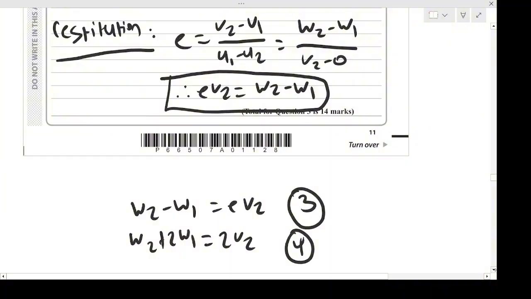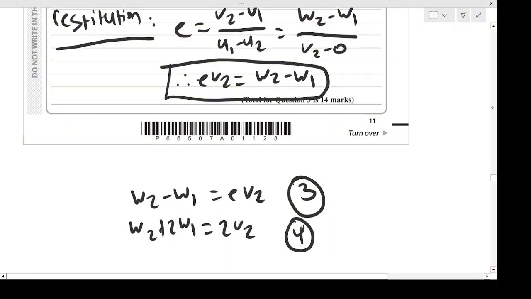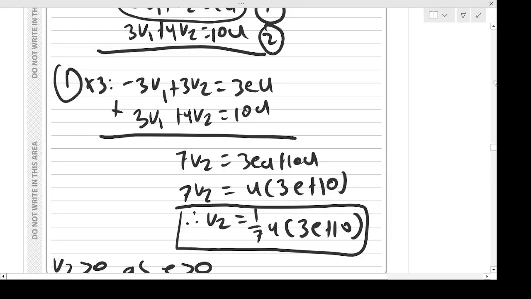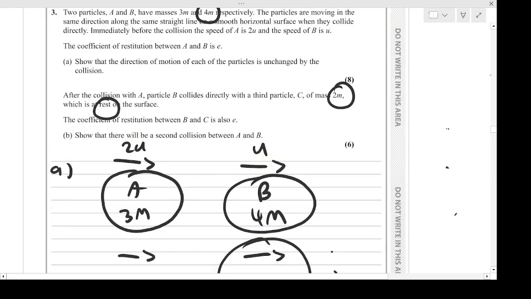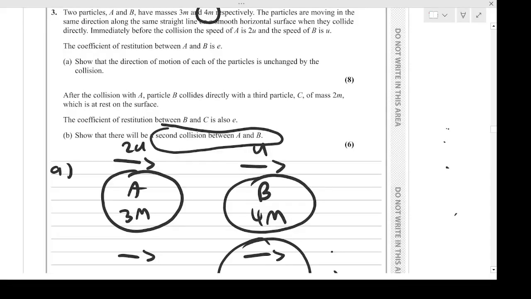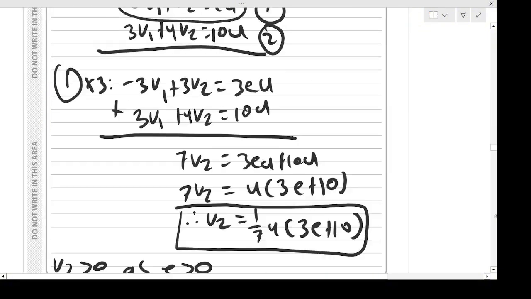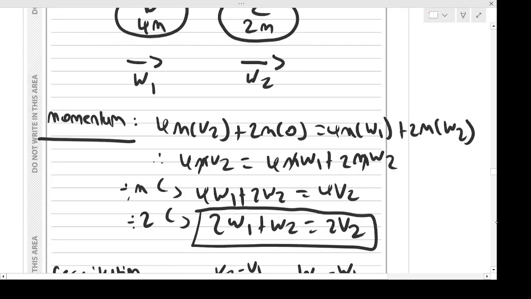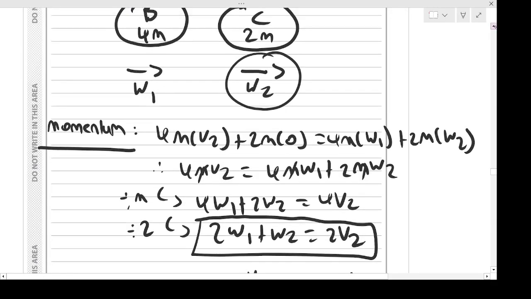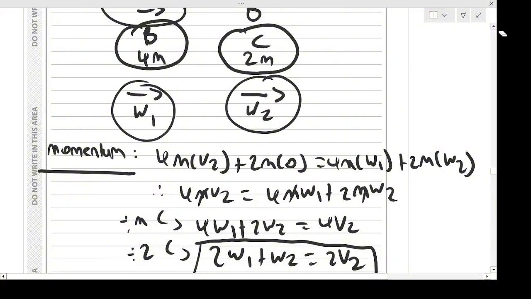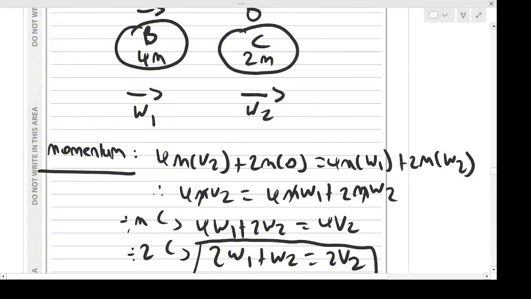Okay, and there we are. Now, before we proceed to solve, we can be a bit smart about what exactly we can do here, because ultimately the question wants me to show if there will be a second collision between A and B. So actually, I only need to consider what's going to happen to B. I don't care about what happens to C. So I don't actually need to find W2, which is the speed for C. I only really need to find W1, so I don't need to go the full way and solve for both of them. I just need what W1 is, which is for B.